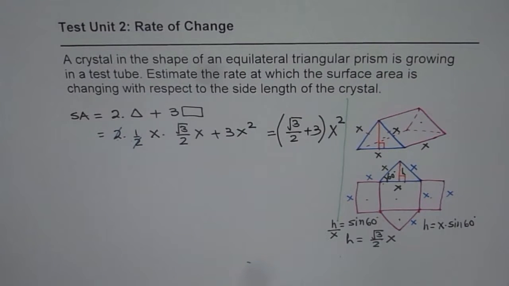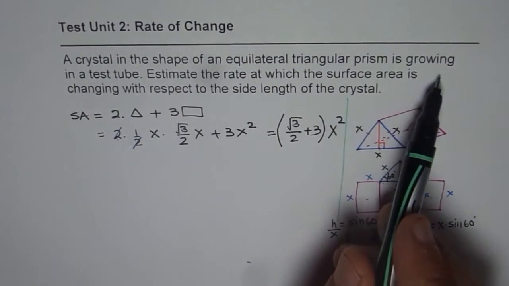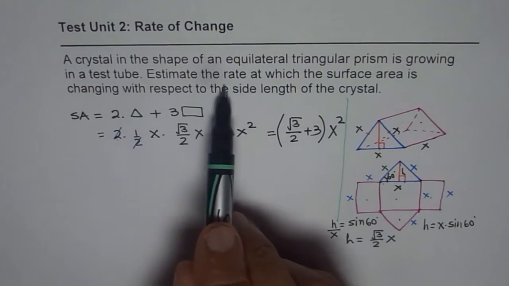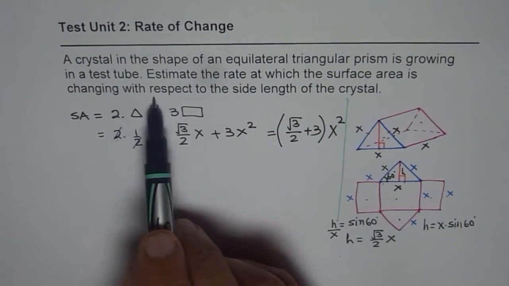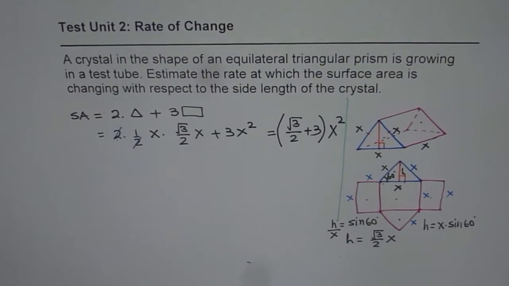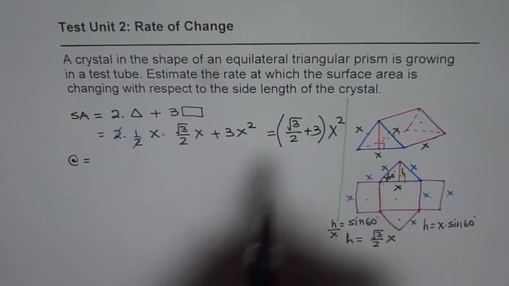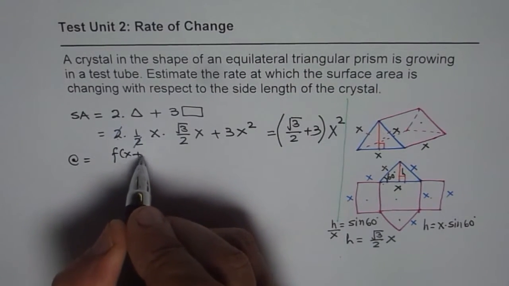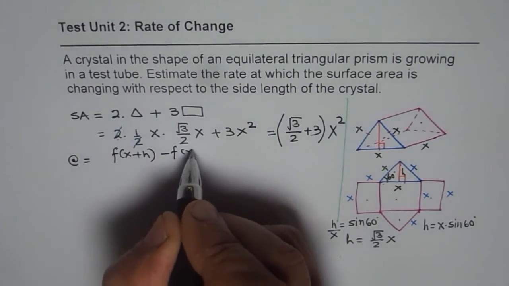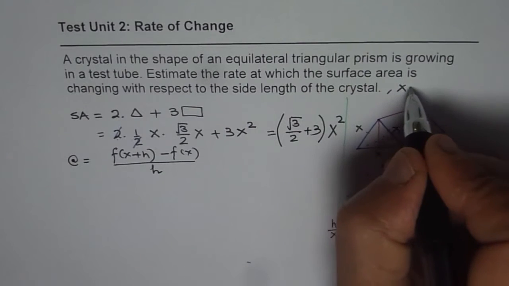Now let's look at the question once again. A crystal in the shape of an equilateral triangular prism is growing in a test tube. Estimate the rate at which surface area is changing with respect to the side length of the crystal. So with respect to x, what is the rate at which the surface area is changing, right? So if we really want to find the rate of change, then what do we do? For any moment, it is f of x plus h minus f of x over h, right? In the test paper, it was to be calculated for x equals 3.